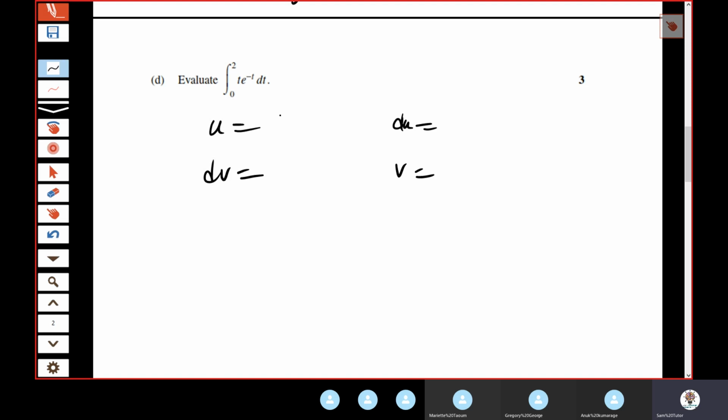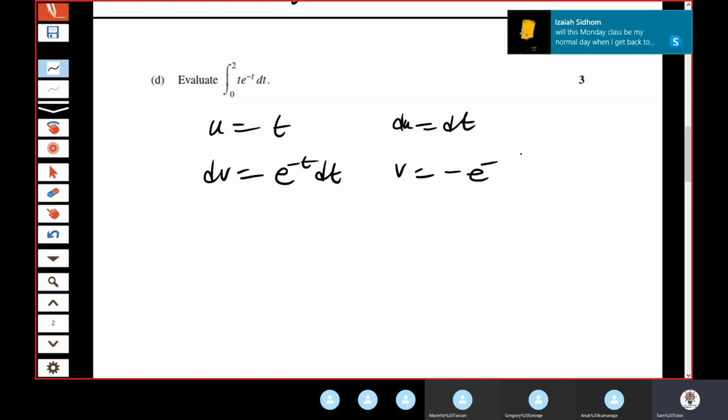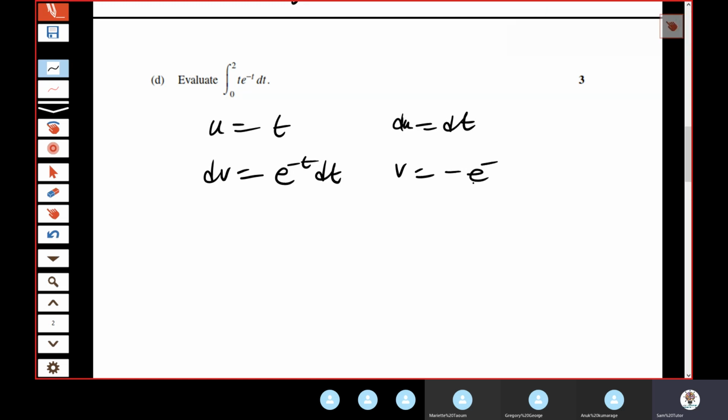u is equal to t, du is equal to just dt, dv would be e^(-t) dt, and then the integral of that is negative e^(-t). Integrate that, e^(-t) stays the same, and then differentiate, and yep, perfect. Okay, any questions about that step?